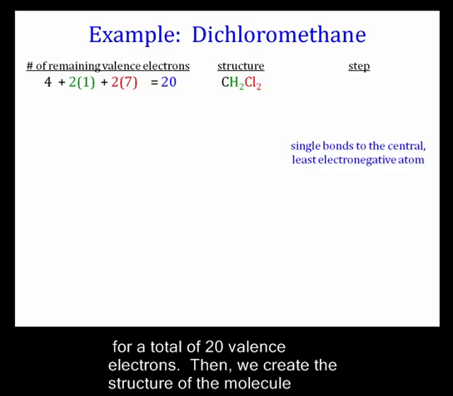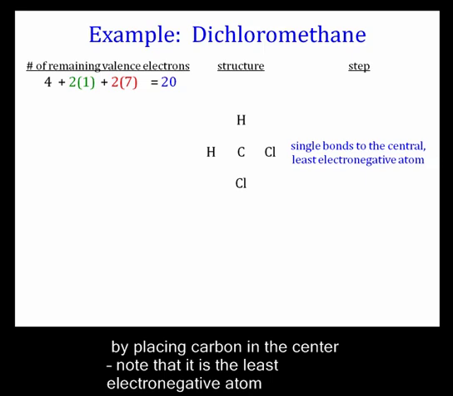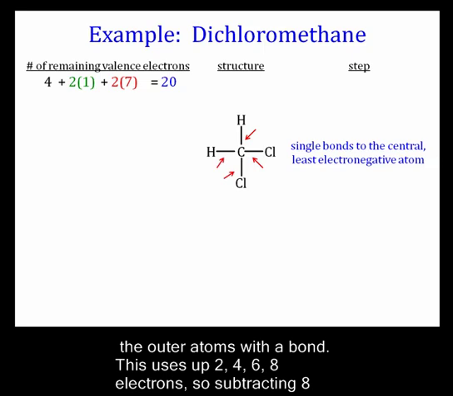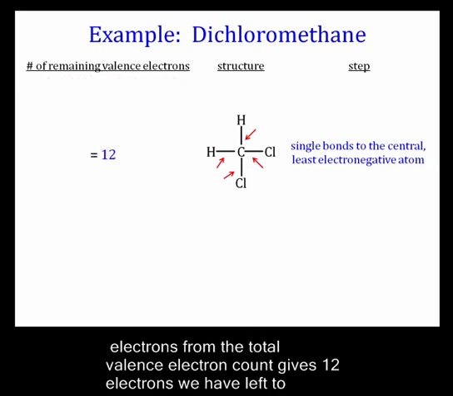Then we create the structure of the molecule by placing carbon in the center. Note that it is the least electronegative atom except for hydrogen and is the first atom listed in the formula. And we connect each of the outer atoms with a bond. This uses up 2, 4, 6, 8 electrons, so subtracting 8 electrons from the total valence electron count gives 12 electrons we have left to distribute.